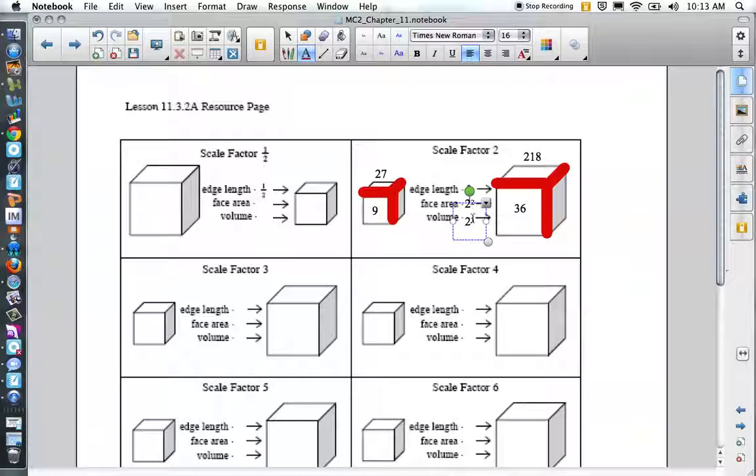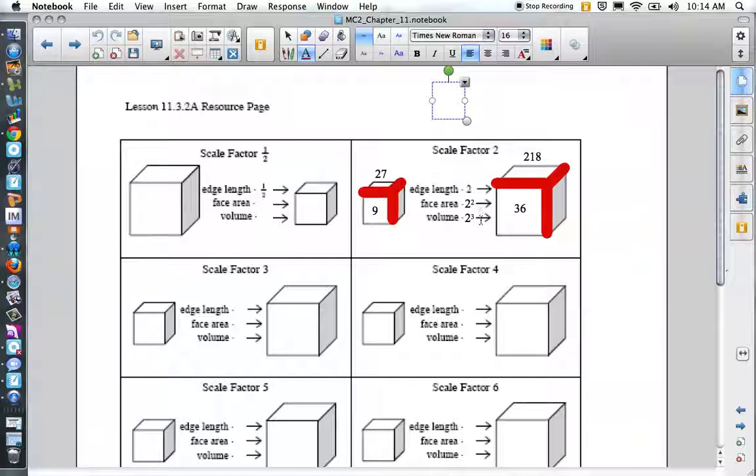I'm going to explain kind of why this happens again. When we're talking about the edge length, we're only talking about one dimension, so the exponent is to the 1st power. When we're talking about the face area, we're talking about the area of something. Area is always so many units squared, and so it becomes the squared unit larger. And when you talk about volume, you're talking about cubic inches or cubic feet or cubic units larger. So we take the scale factor and we cube it for how much larger that is.